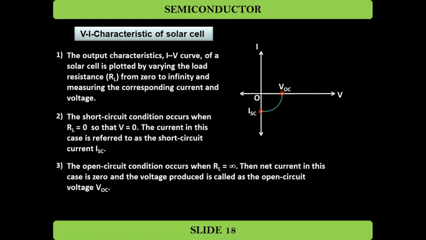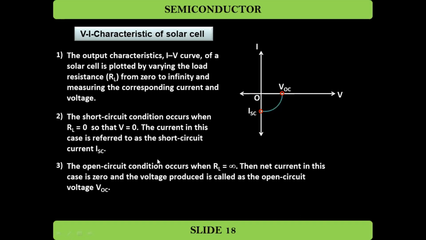The output characteristics are plotted by varying the load resistance from 0 to infinity, and correspondingly you measure the current and voltage and plot it. When I say short circuited condition, it means the load resistor is 0, therefore V will also be 0. The current in that case is referred to as the short circuit current, ISC. OC stands for open circuit and SC stands for short circuit.